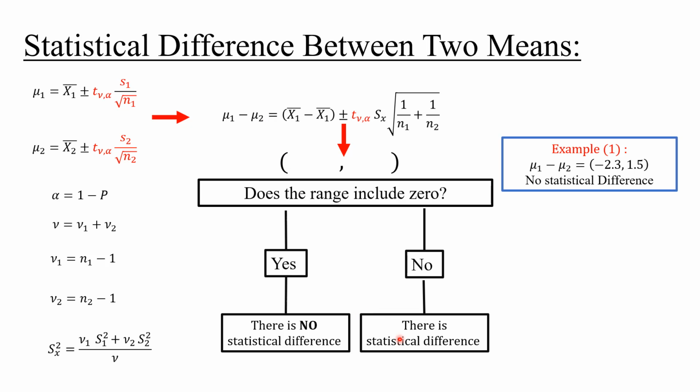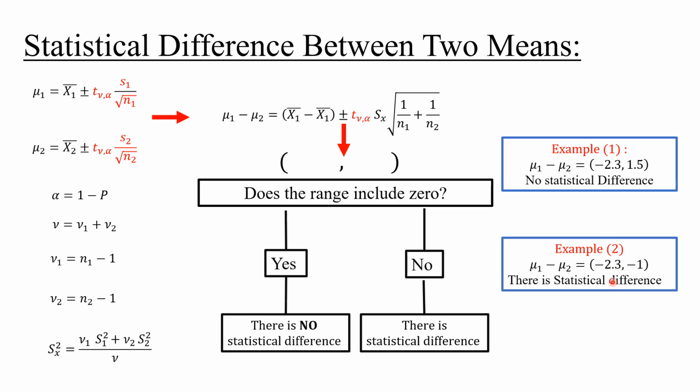Let's look at an example. Mu1 minus mu2, if we get this range, a range from negative 2.3 to 1.5. This range is going from a negative value to a positive value. That means that the range includes 0. So there is no statistical difference, because mu1 minus mu2 could be negative 2.3, could be negative 1, and could be 0. So it could be a case that these two are the same, and that means that there is no statistical difference. The differences are above and less than 0.